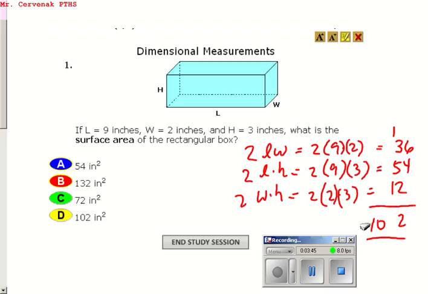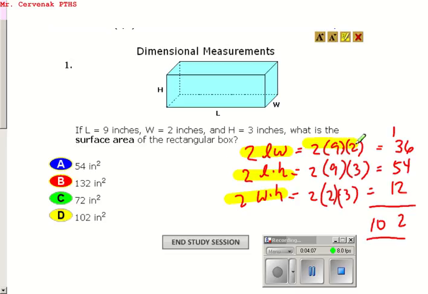Here we're simply going to use the formula. Whether we memorize it or not, the formula is 2 times the length times the width, plus 2 times the length times the height, plus 2 times the width times the height. Find the area of each one of the faces of the box and add them all up.